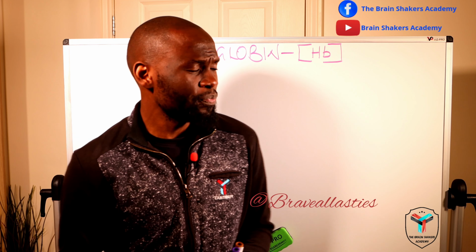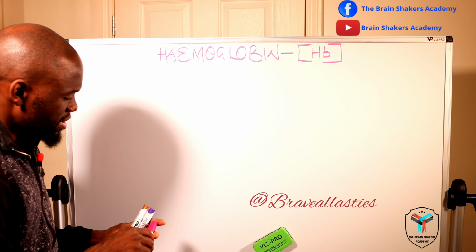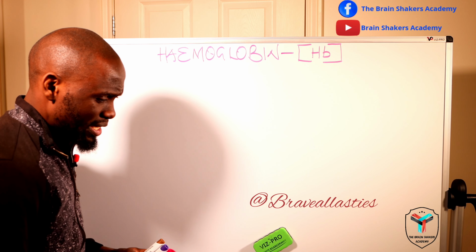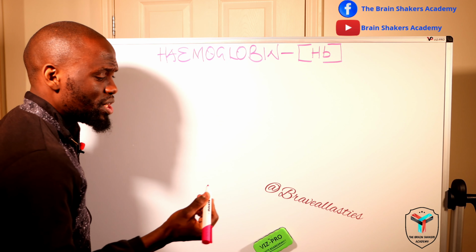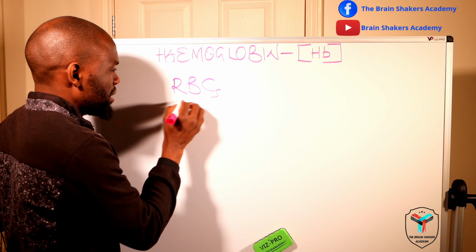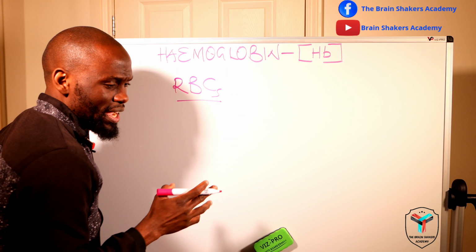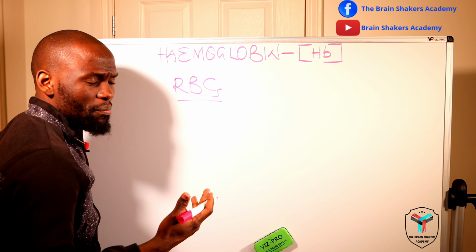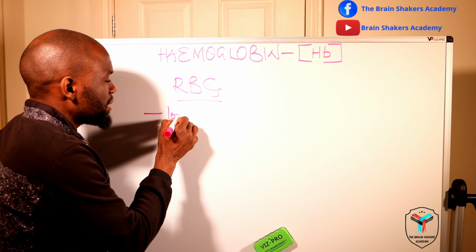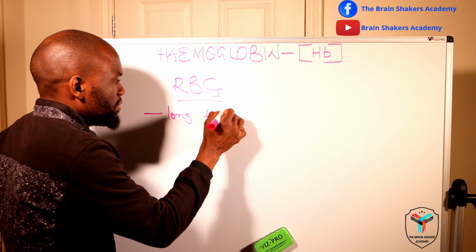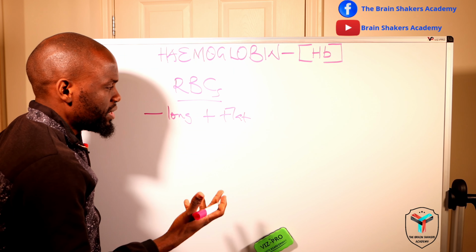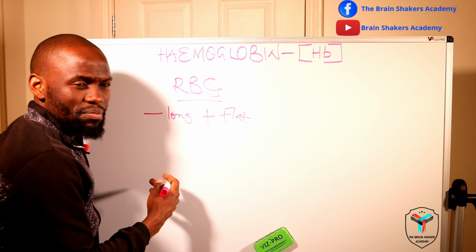So let's find out. The hemoglobin component, which is an important component in the circulatory system, is found in a special type of cells that we call the red blood cells. So we have the red blood cells. Now these red blood cells are produced by the long and flat bones. So you have long and flat bones, and these long and flat bones are bones such as the femur, the humerus, the sternum, and the ribs as well.